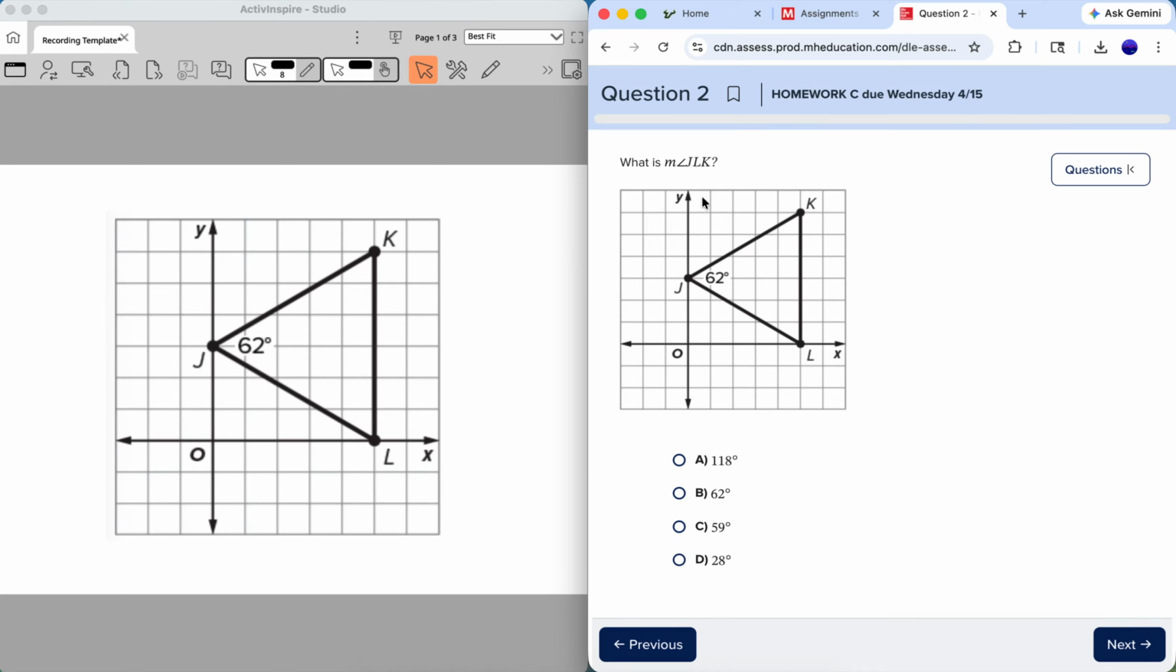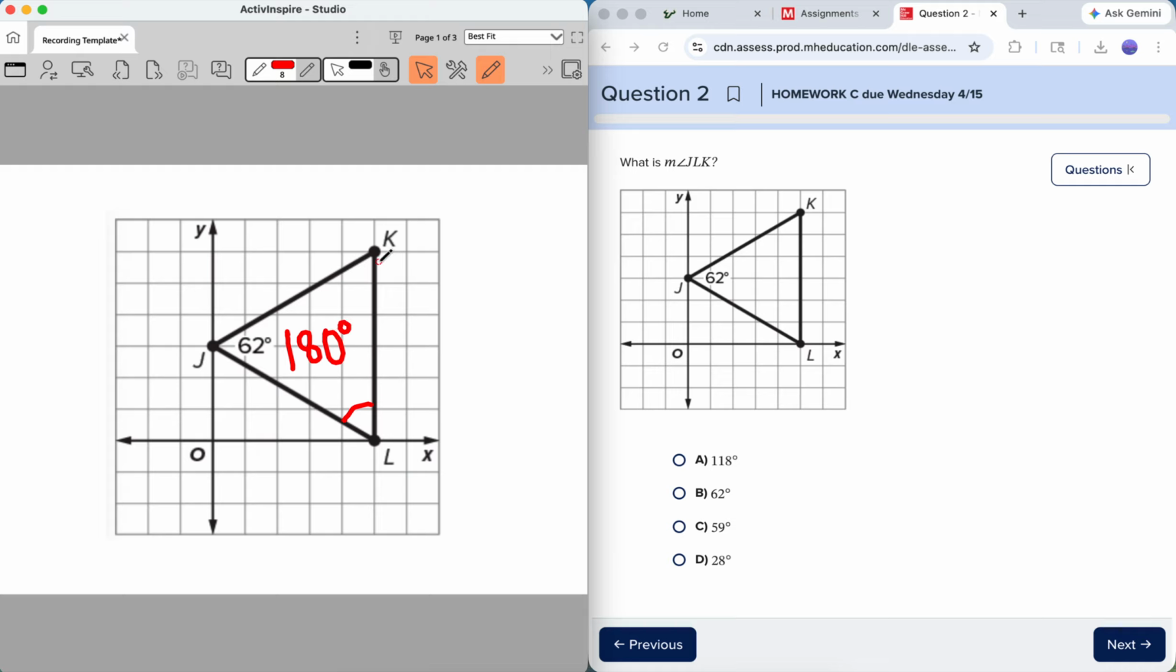Alright, this question is asking us what is the measure of angle JLK. So that would be this angle. JLK is this angle because when they named them, the center letter is the vertex of the angle. This is a triangle, so we also need to know that the three interior angles of any triangle will add up to 180 degrees. Put that right here.